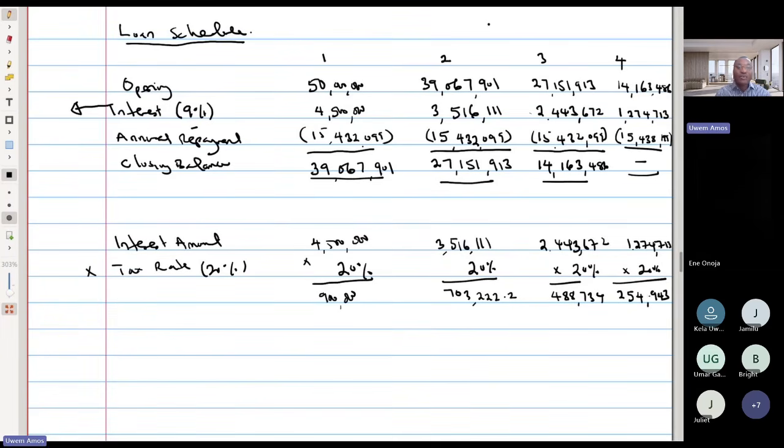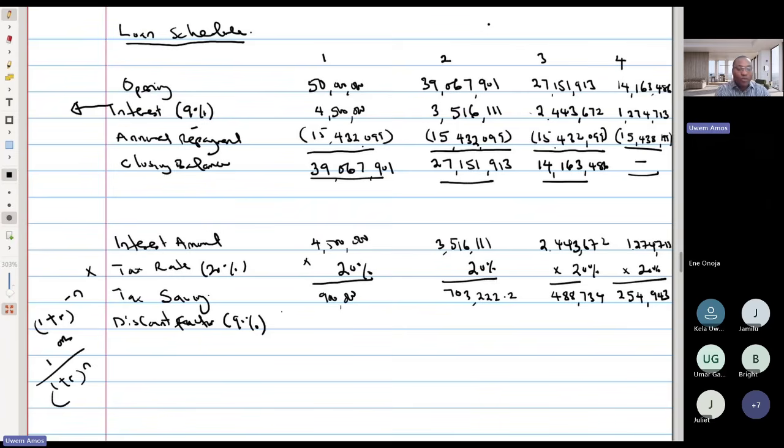254,943. All right. It is our tax savings. SFM is never complete unless we discount. So guys, let's discount. Our rate, we're using 9%. So what's the discount rate for 9% for year one? We're going to use the formula 1 plus R raised to the power of minus n. Or if you prefer, you can use 1 divided by 1 plus R raised to the power of n, whichever one you're comfortable with.